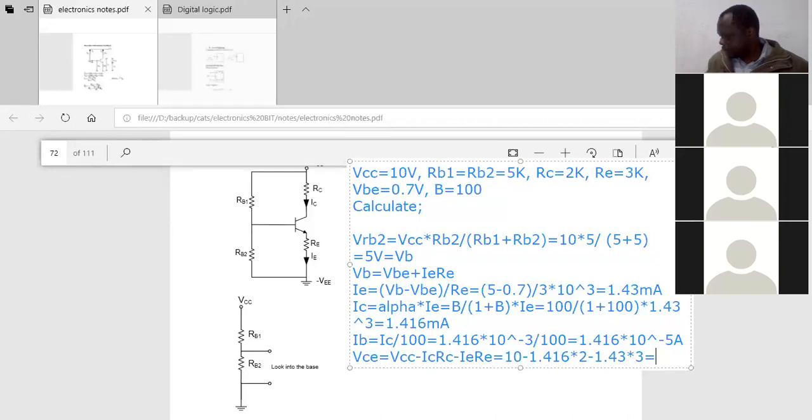4.8 times 1.416 times 2, plus 1.43 times 3. So it will be 2.878. Yeah, 2.878, 0.878 volts. Those are all the parameters that I was looking for here.